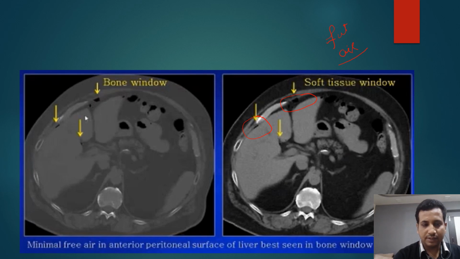So here also there is a subtle air focus. So this could be easily made out, and this air focus could be missed if you just see the soft tissue window. So always screen the abdomen in a bone or lung window to identify subtle air.